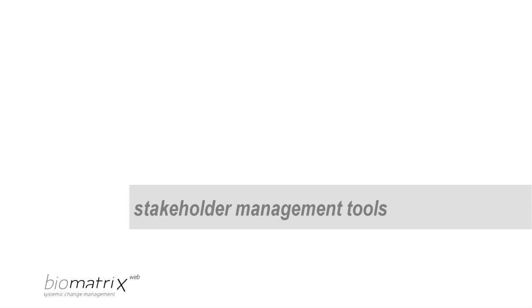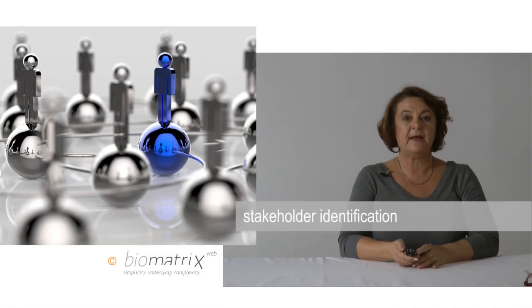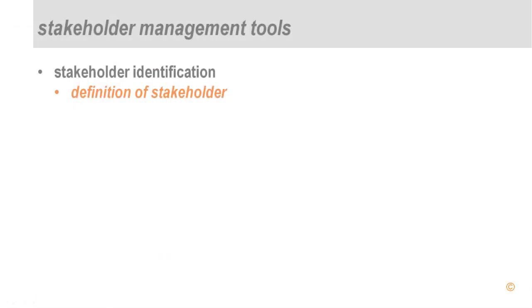Let us look at the tools we have to manage stakeholders. First of all, I need to identify my stakeholders. What is the definition of a stakeholder? A stakeholder is a system that has an interest in my system or the system under consideration. Stakeholder is a functional concept. So we are looking for different functions that have an interest in the system that we are looking at.